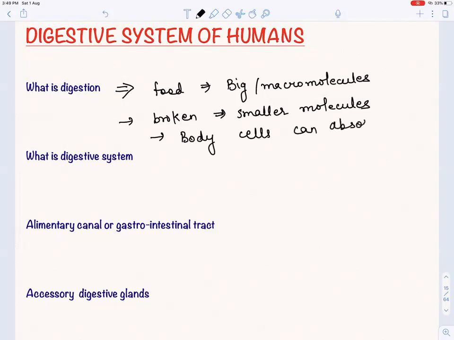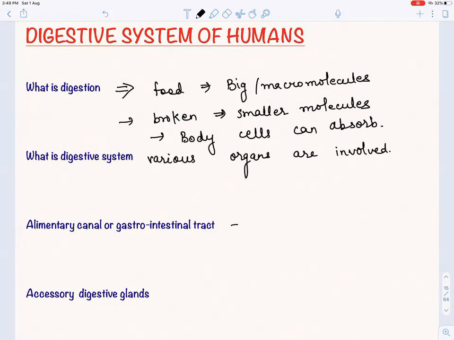And what is a digestive system? For doing this, various organs are involved. They are specialized in structures, and various kinds of enzymes are secreted from them, so that the process of digestion can take place. That's what the digestive system is.